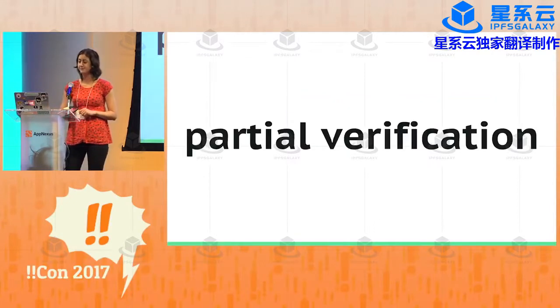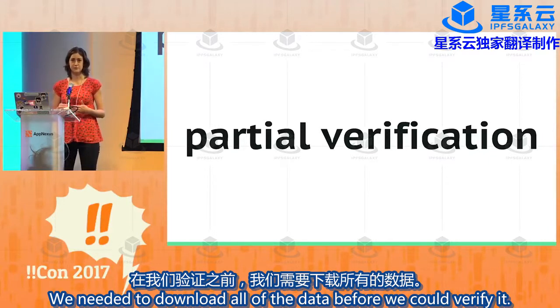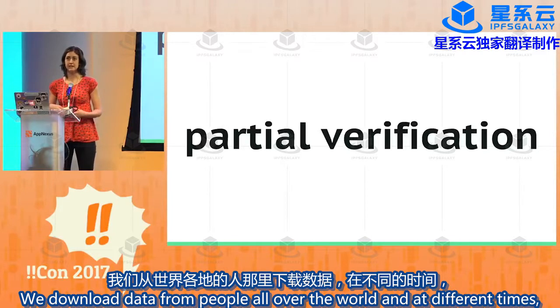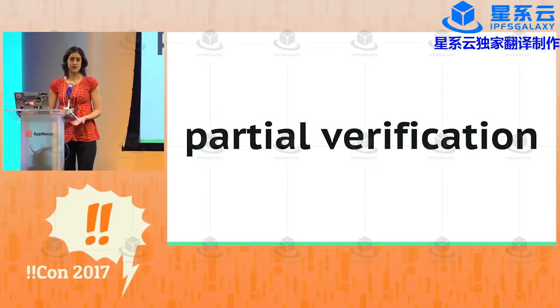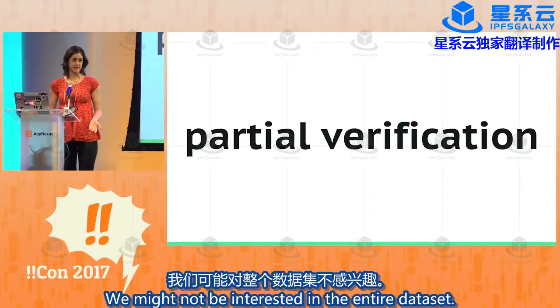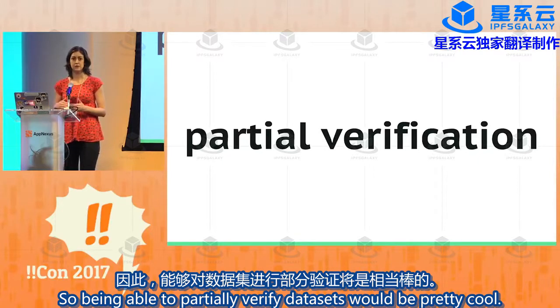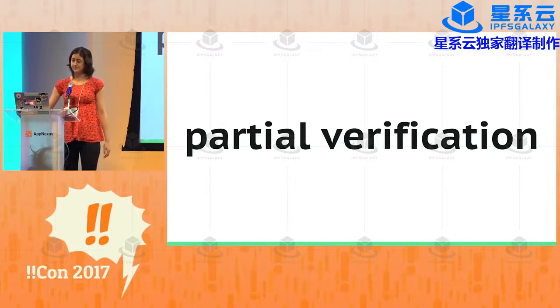So in the last example, we needed to download all of the data before we could verify it. But on a peer-to-peer network, we download data from people all over the world and at different times. So it would be convenient if we could verify data as we receive it. Likewise, we might not be interested in the entire data set. Maybe we only need 1 or 2 files. So being able to partially verify data sets would be pretty cool. And it turns out we can do that, and that's why we need to construct a tree.